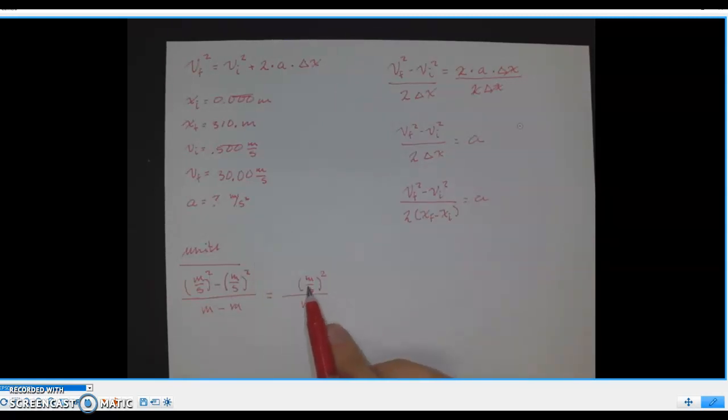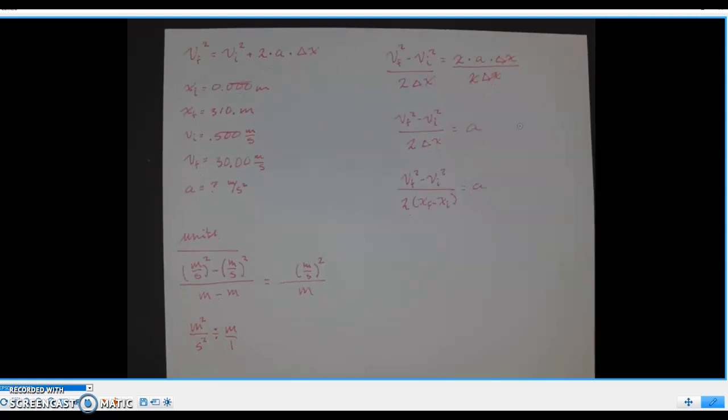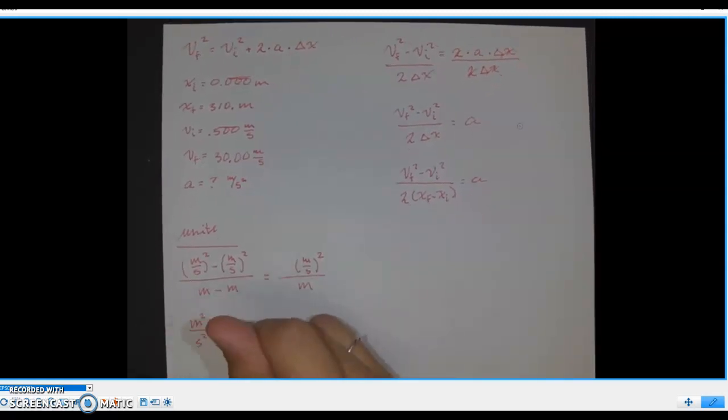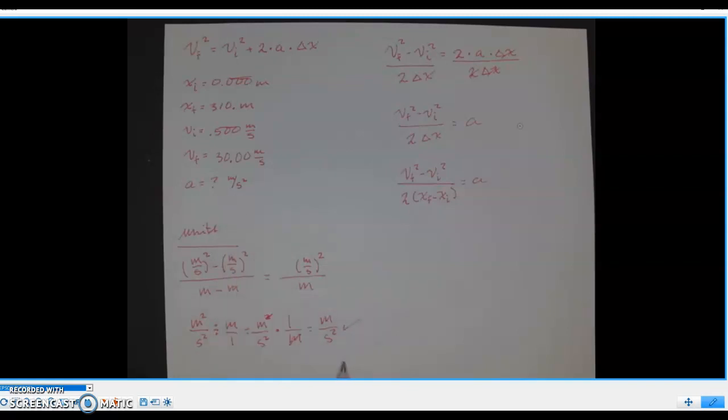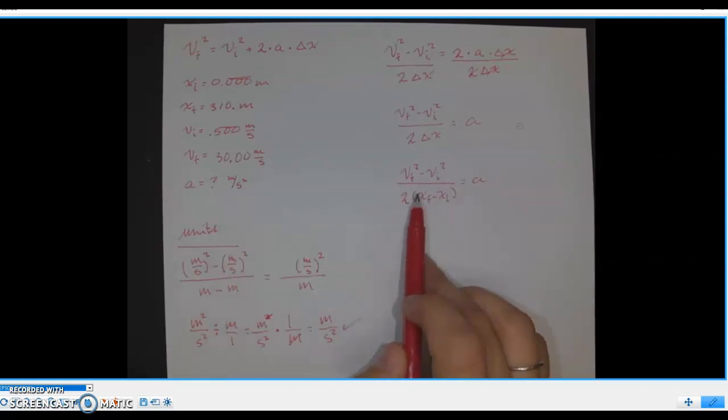Okay. Since this is divided or multiplied, but in this case divided, we can distribute that too. So I could change that to meters squared per second squared, and now I'm dividing by meters. Dividing by meters would be the same as multiplying by the reciprocal. So this meters would cancel with one of those, and I'm left with meters per second squared. So that is the unit I was wanting to end with. That's a great check to see if I rearranged this equation correctly.